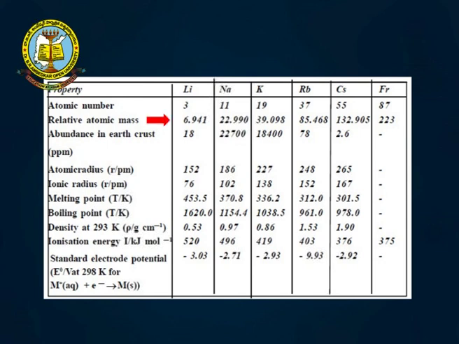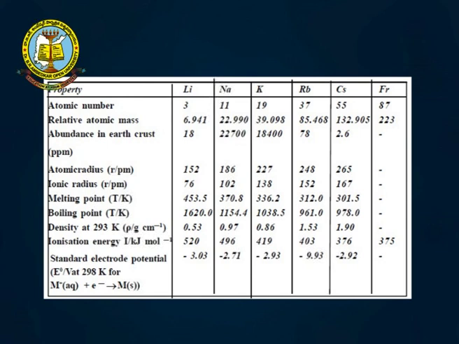Next, relative atomic mass. With an increase of atomic number, the atomic mass also increases. Lithium has an atomic mass of 6, sodium 22 (atomic number 11), potassium, with atomic number 19, has an atomic mass of 39, rubidium, with atomic number 37, has 85, and francium has 223, which means the atomic mass is roughly double the atomic number.